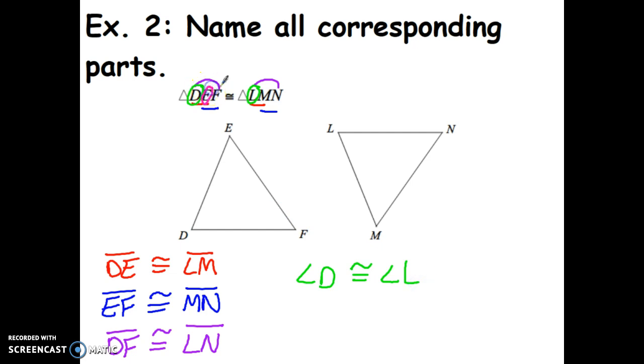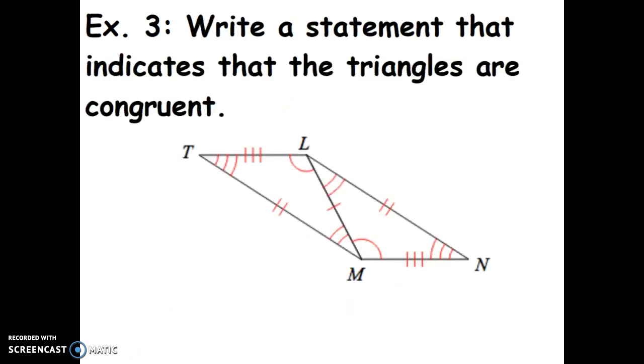Then we have E and M. Angle E is congruent to angle M. And then finally, we have F and N. Angle F is congruent to angle N. And the last thing that you'll have to be able to do is to write the congruent statement. So we're going to write a statement that indicates that the triangles are congruent.